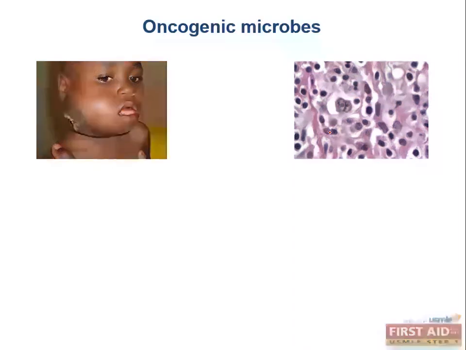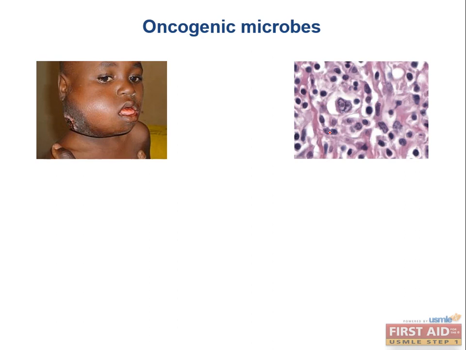What are the CD clusters of differentiation for Hodgkin and the Reed-Sternberg cell? 15 and 30. Good. We're just simulating all kinds of neural synapses in your brain right now. All kinds of integrations are going on. It's great. It's a great review.